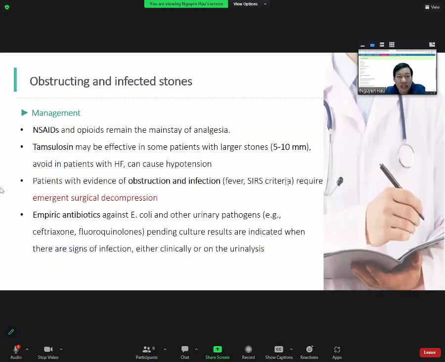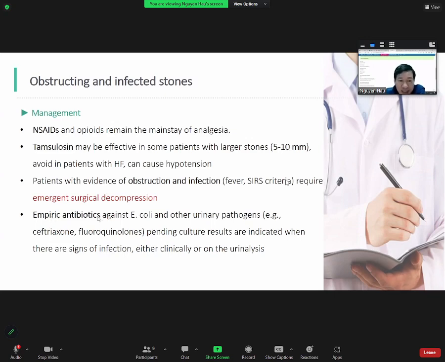Management. We usually use NSAIDs, especially diclofenac, to control pain. In some situations I have to use opioids, which remain the mainstay of analgesia. Tamsulosin: some doctors use tamsulosin, effective in some patients with larger stones, but avoid it in patients with heart failure because it can cause hypotension. A patient with evidence of obstruction or infection requires emergent surgical decompression.